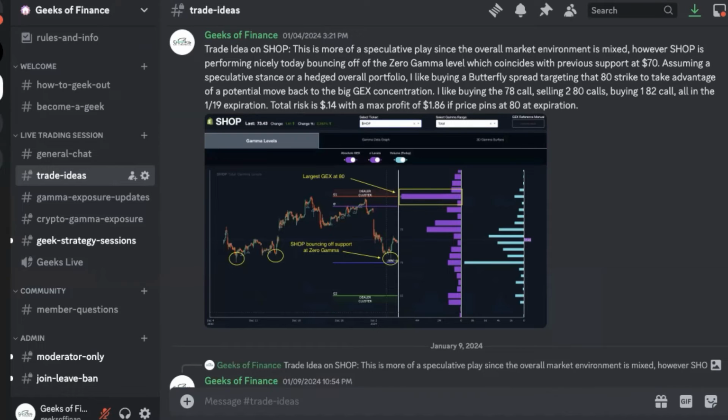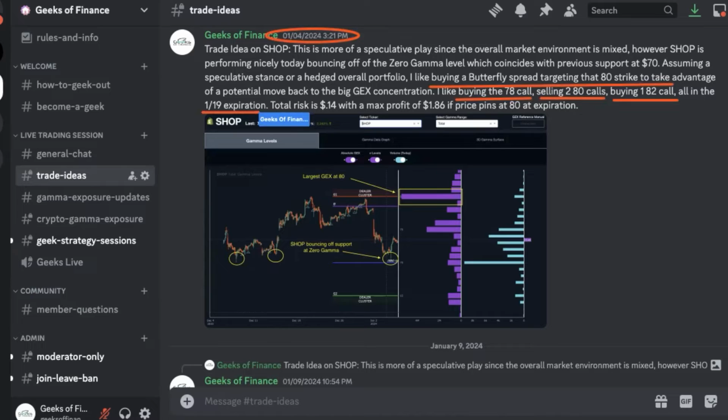And just coming over here to our Discord chat, we actually had posted this idea on Shop on January 4th. We alerted our members to an idea of buying a butterfly spread which targeted the 80 strike price, where that big gamma exposure concentration was. We actually liked buying the 78 calls, selling two of the 80 calls, and buying one of the 82 calls. This was the basis to our butterfly structure. And of course, you can scale that to as many spreads as you like, but that's the basis of the butterfly spread. Targeting the January 19th expiration.